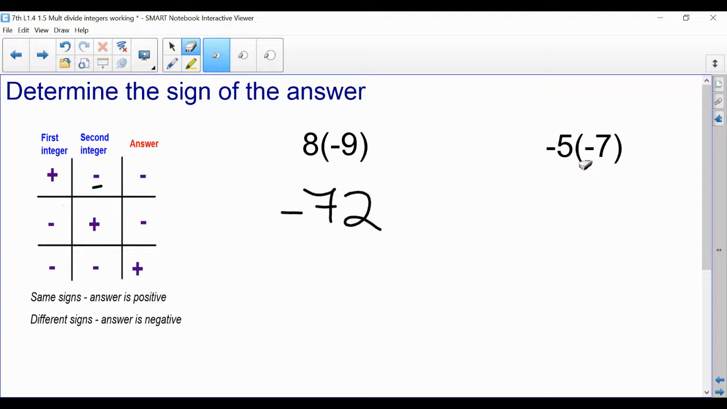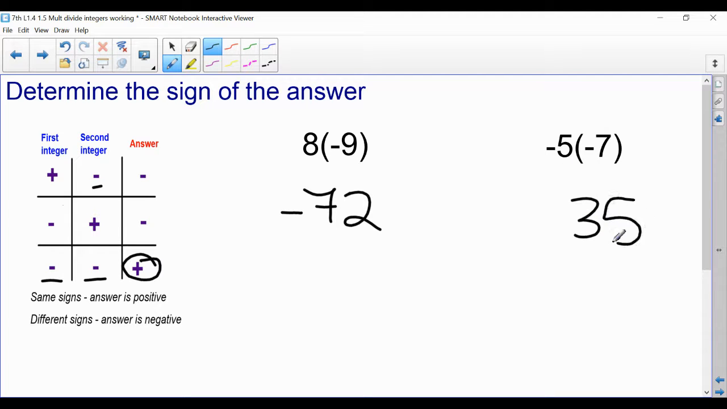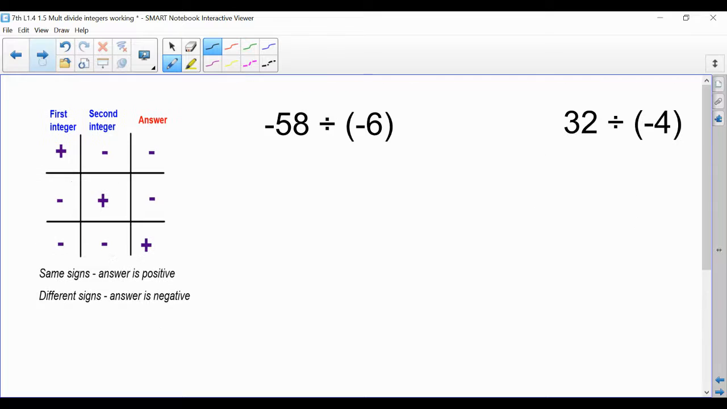Okay, let's look at the next one. We have negative 5 times negative 7. Our answer is going to be positive. So 5 times 7 is 35, and my tic-tac-toe board told me that my answer is going to be positive. And this also applies for division.